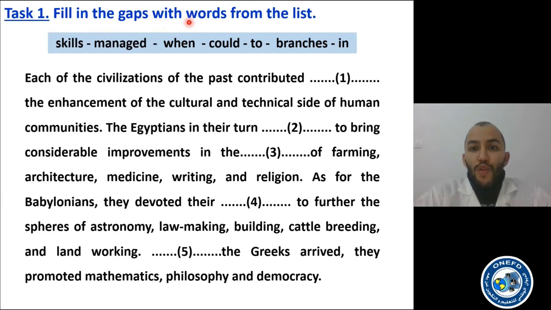Fill in the gaps with words from the list. So we have skills, managed, when, could, to, branches, and in. And here you have the short paragraph. So again, you need to fill these words in the right gap to have a meaningful paragraph. Is that okay? Great. I'll give you a few minutes to think about it, and I'll get back to you after.